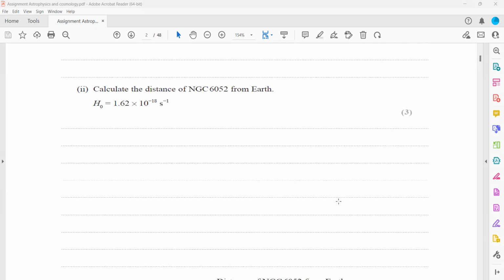Calculate the distance of this galaxy from Earth. The H naught, the Hubble constant, is given to us. So how can we work out the distance? According to Hubble's law, the speed at which these galaxies are moving is equal to H naught, the Hubble constant, times the distance between the observer and the source. So if the galaxy is far from us, it will move faster compared to a galaxy closer to us. So we need this d. It will be v divided by H naught equals d.